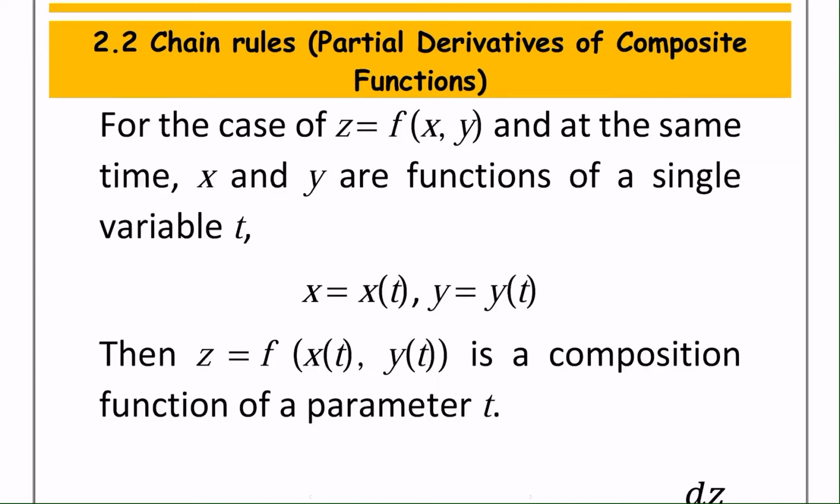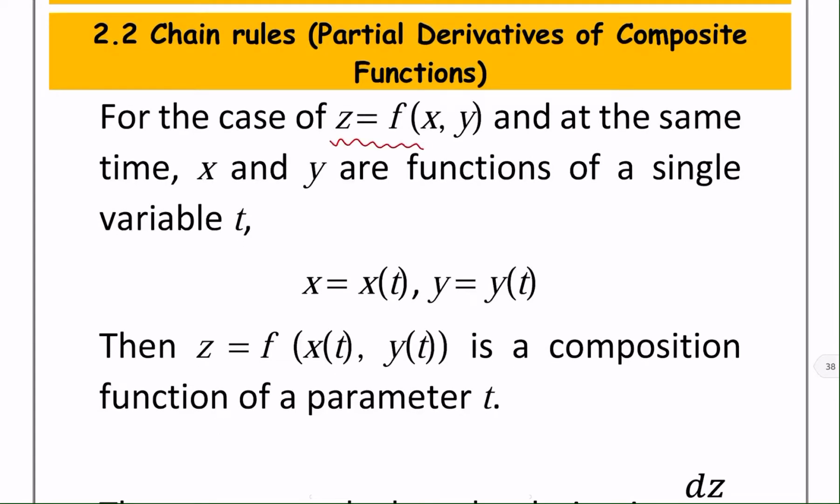Okay, alright. So now we want to look at the chain rule. This one is partial derivative of composite function. For this case, let's say we have z equal to f(x,y), and at the same time, the functions x and y have the single variable t, which is x is x(t) and y is y(t). Therefore, we have z equal to f(x(t), y(t)).